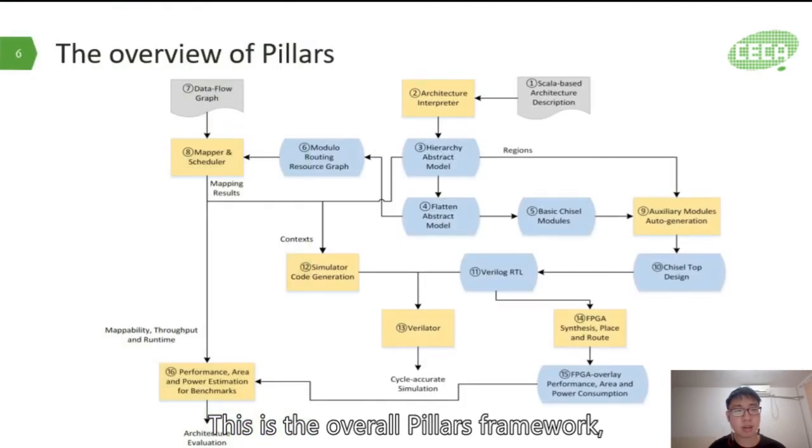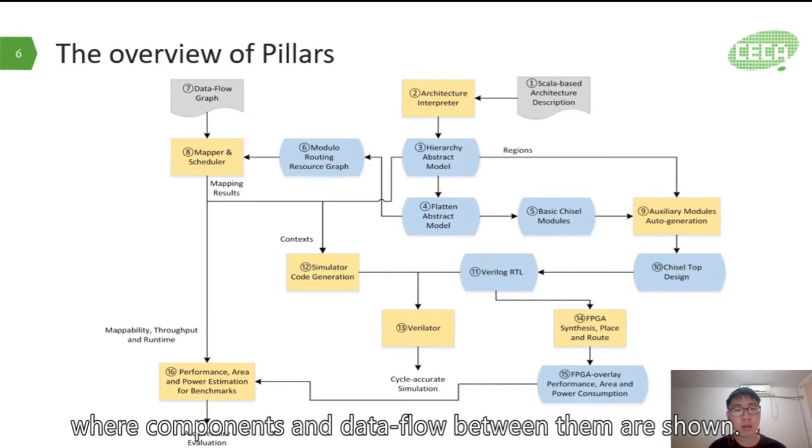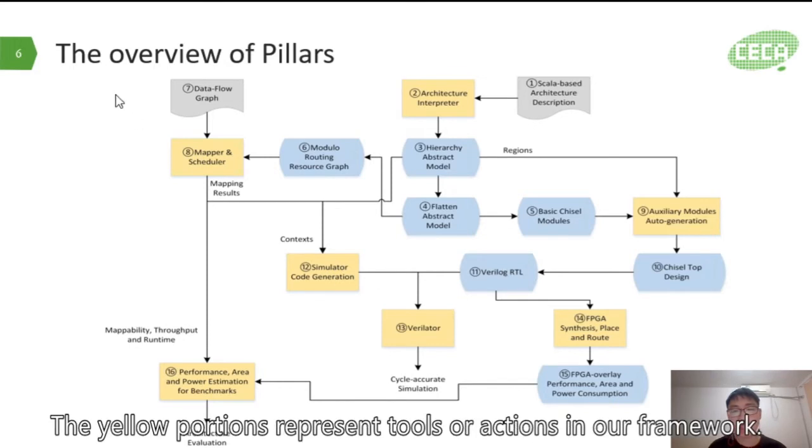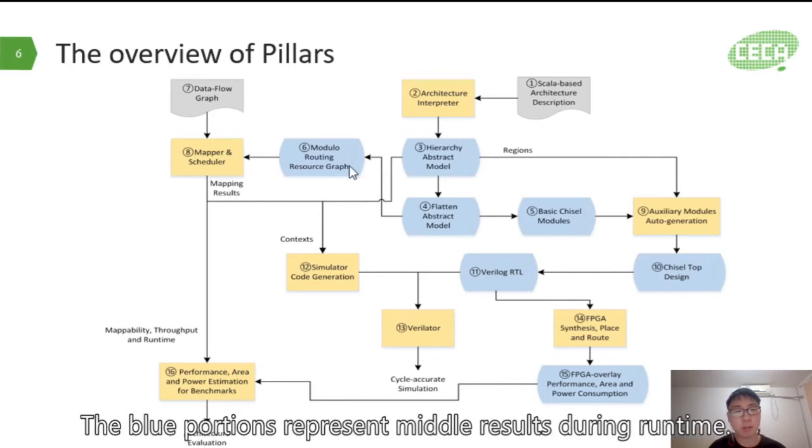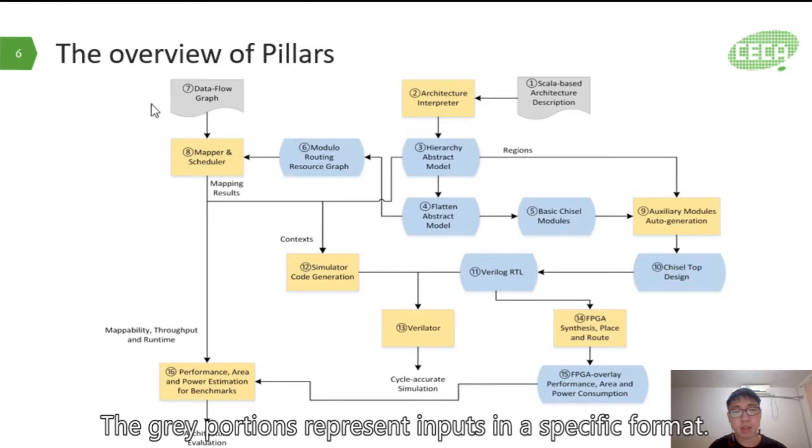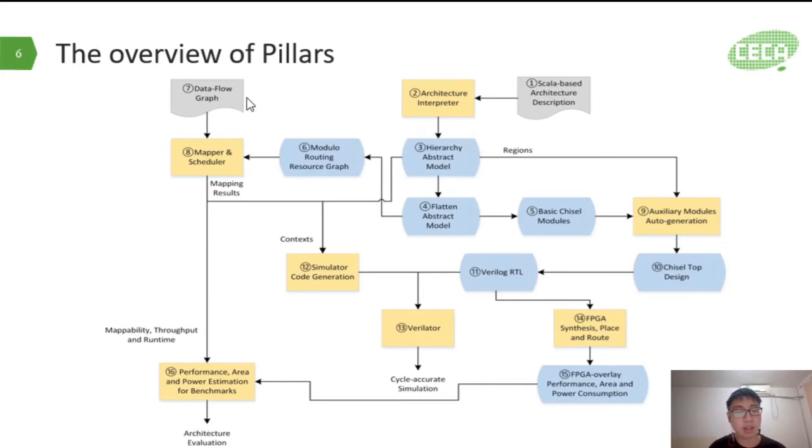This is the overall Pillars framework, where components and data flow between them are shown. The yellow portions represent tools or actions in our framework. The blue portions represent middle results during runtime. The gray portions represent inputs in a specific format.